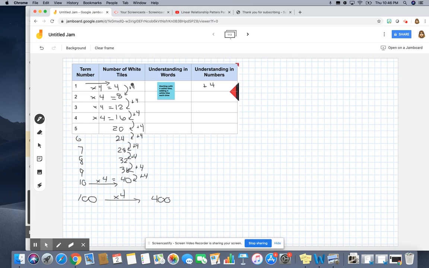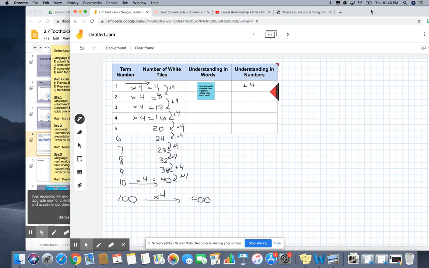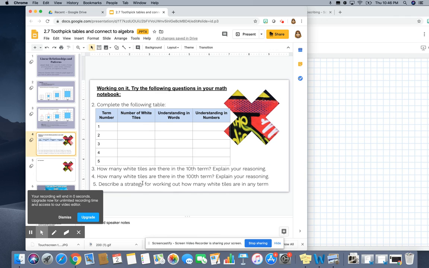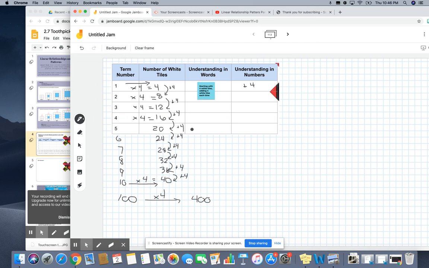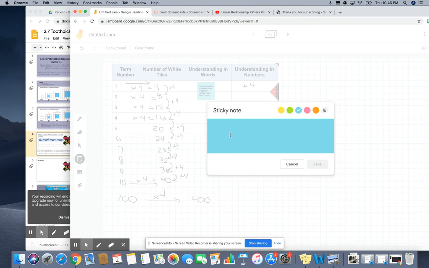So by being able to identify a pattern rule going downwards, I'm able to calculate the number of white tiles. However, being able to determine an algebraic expression, which is this relationship between the term number and number of white tiles, I am then able to determine the number of white tiles for the 100th term. So I could have a look at our strategy for working out how many white tiles are in any term. So let's write down those two things.